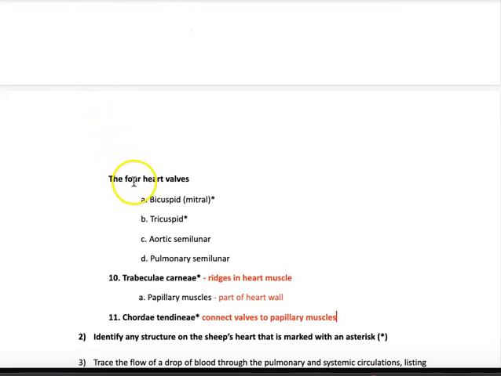The two valves that are going to separate the chambers: the tricuspid is going to separate the right atrium from the right ventricle, and the bicuspid or mitral, and I want you to identify both, is going to separate the left atrium from the left ventricle. The semilunar valves are going to separate the ventricles from the major blood vessels.